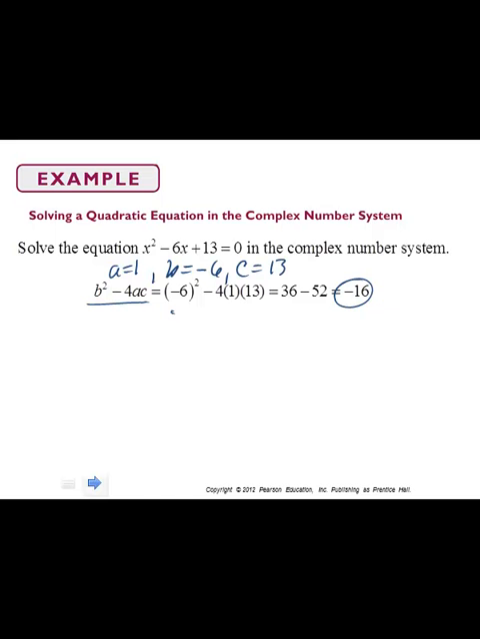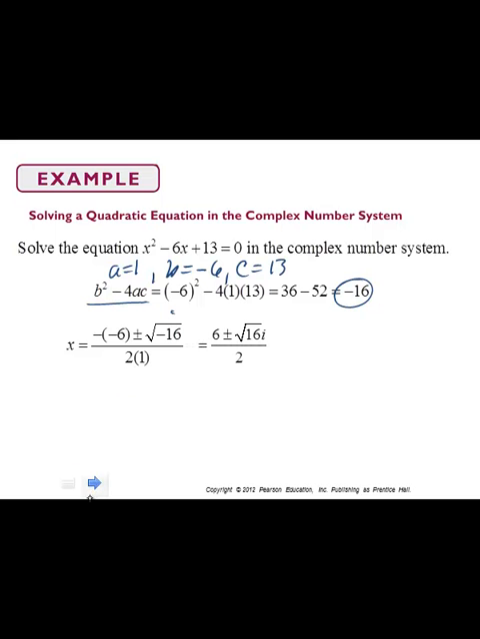That means that we're going to have complex solutions. Then the square root of negative 16 is 4i. So our quadratic formula says that we have x is equal to negative b. b is negative 6, so negative b is 6, plus or minus the square root of negative 16, which is 4i. So we have 6 plus or minus 4i over 2 times 1, which is 2.